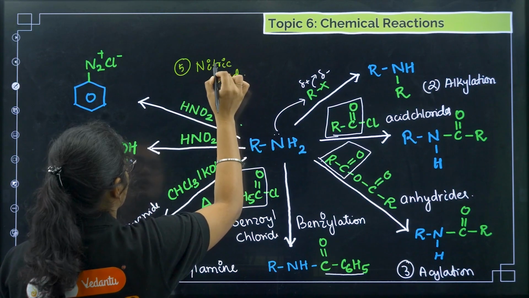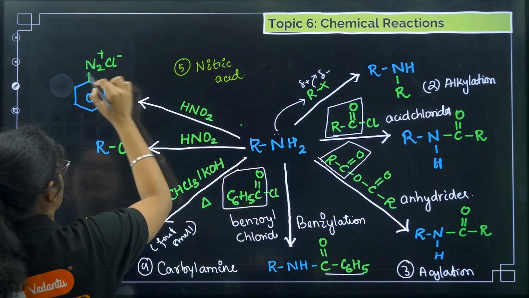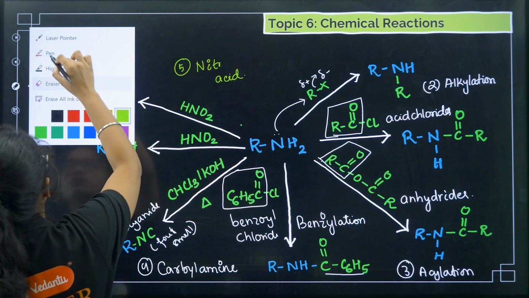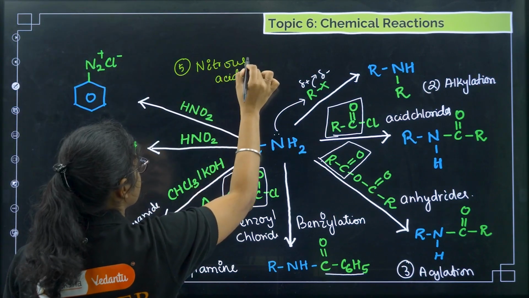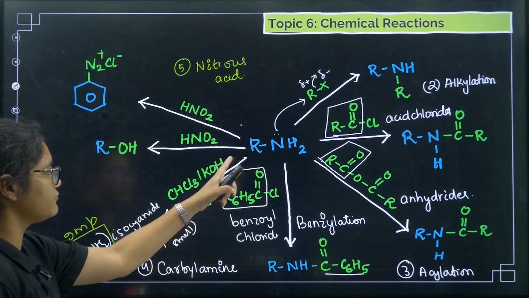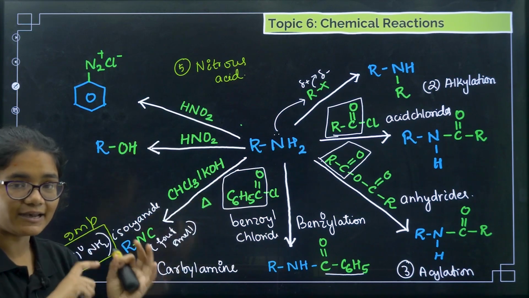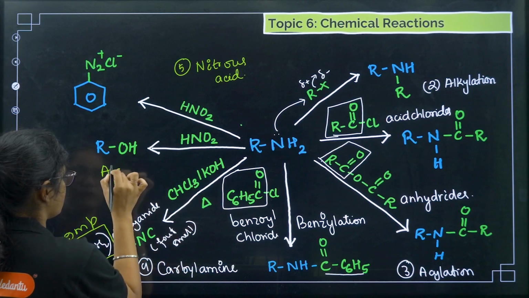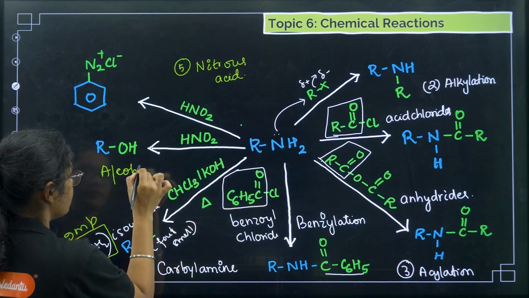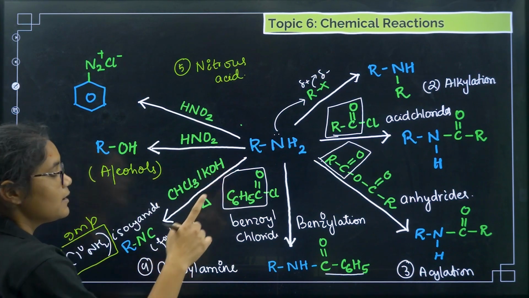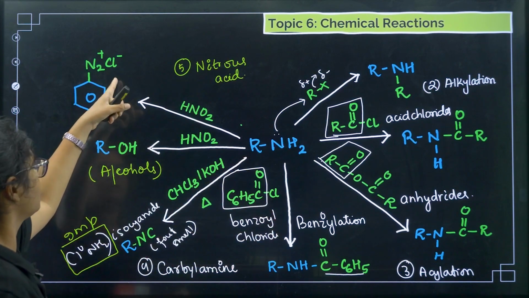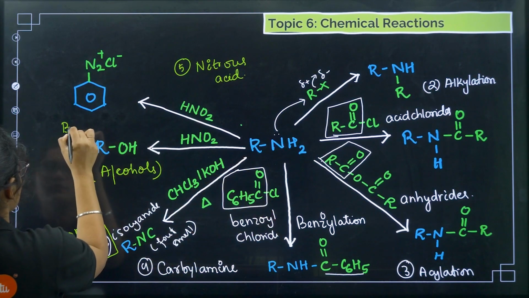Okay, sorry, not nitric acid, this is nitrous acid. Here you have to remember that if this R group is an aliphatic amine, then we get alcohols. But if it is aniline, that is, this R group is aromatic, then we get benzene diazonium chloride.